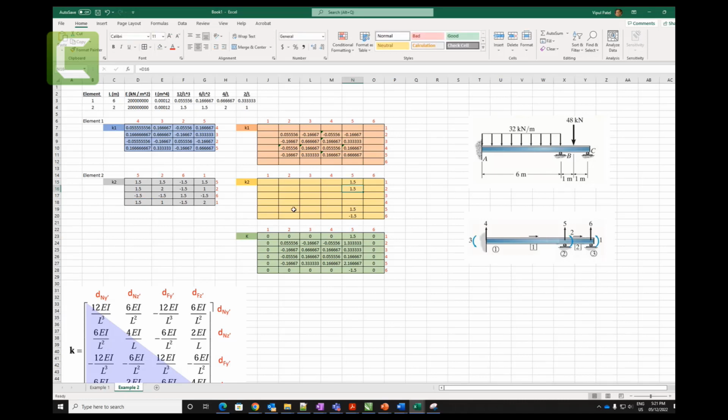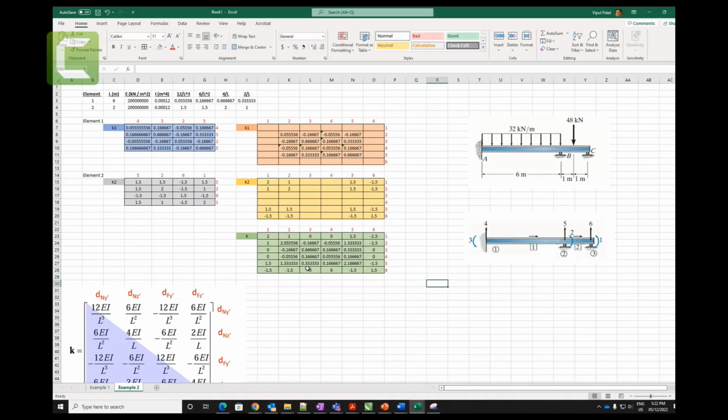2, 5, 2, 2, 2, 6, 2, 1. 6, 5, 6, 2, 6, 6, 6, 1. 1, 5, 1, 2, 1, 6, and 1, 1.